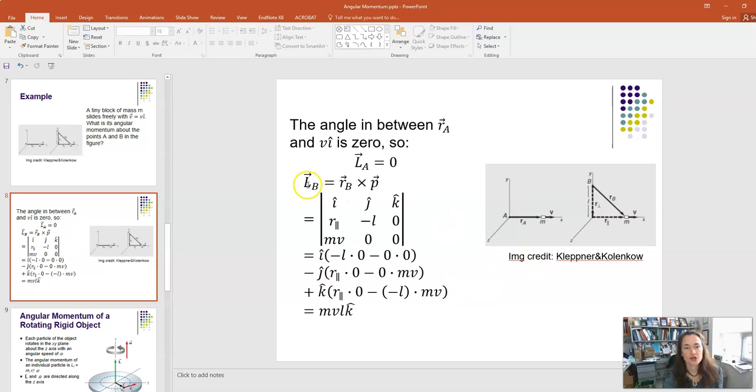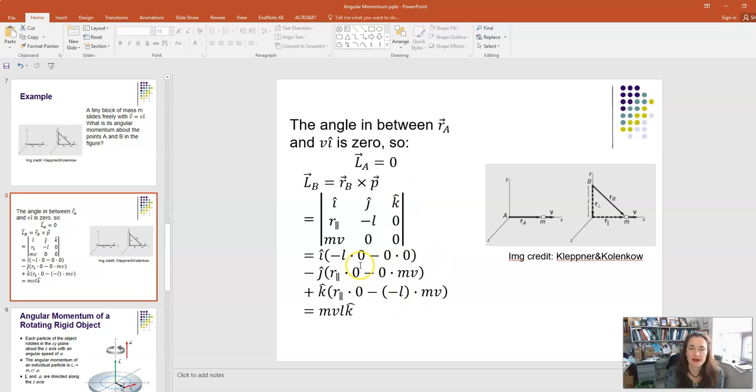So here, if you were talking about the position vector r_B, it would point from the point on the y-axis where y is equal to L and x is equal to 0, down to the x-axis where the mass is. So it points down and to the right. If we write the cross product there, L_B would be r_B cross p. And remember that to find the angular momentum from this cross product, we're going to have to take the determinant of this little 3 by 3 matrix.